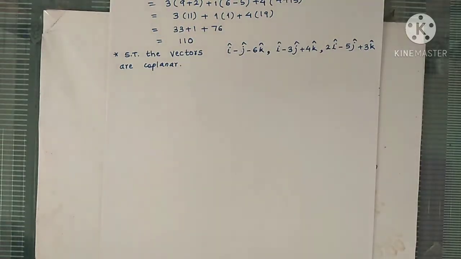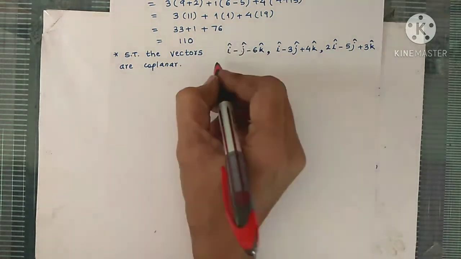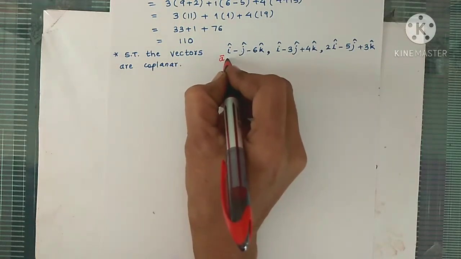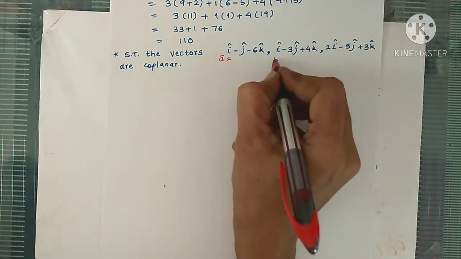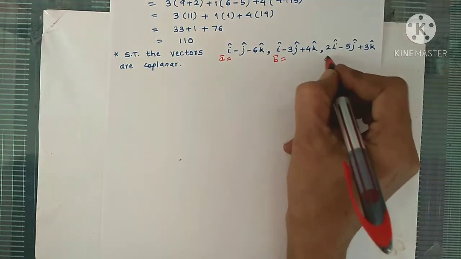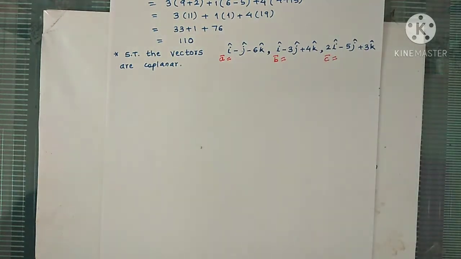Okay, consider this question now. Show that the vectors are coplanar. So let's denote the first vector by A bar, then let this vector be B bar, and let this vector be C bar. So we have to prove that these three vectors are coplanar. That means we have to prove that the scalar triple product is 0. So let's consider the scalar triple product of A bar, B bar and C bar.